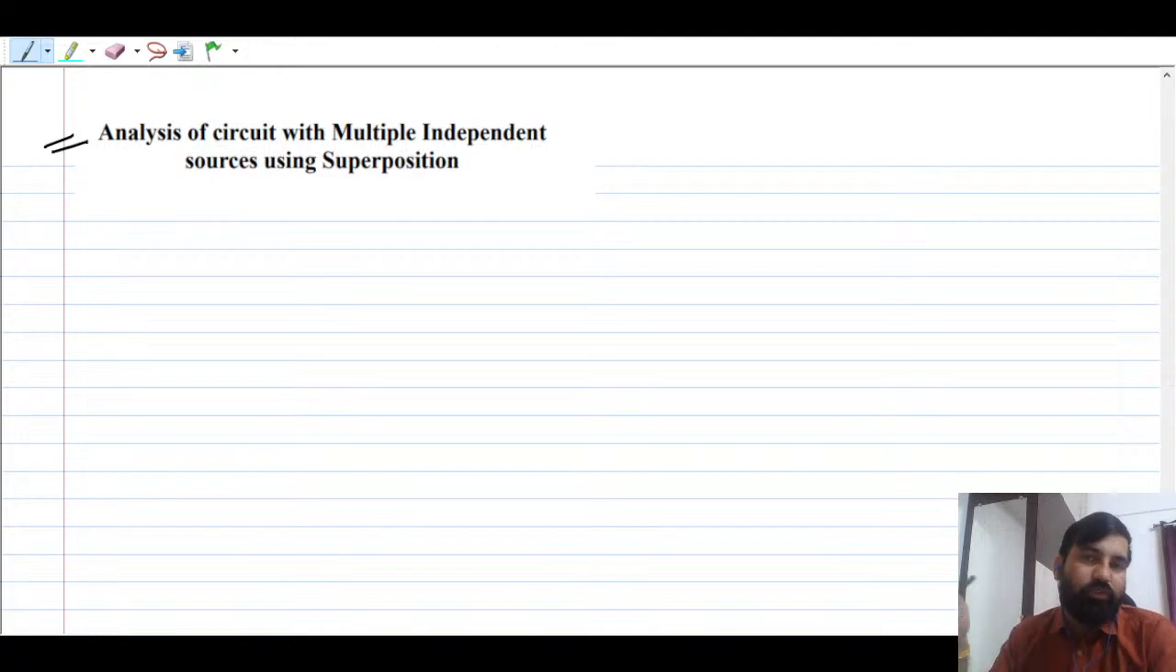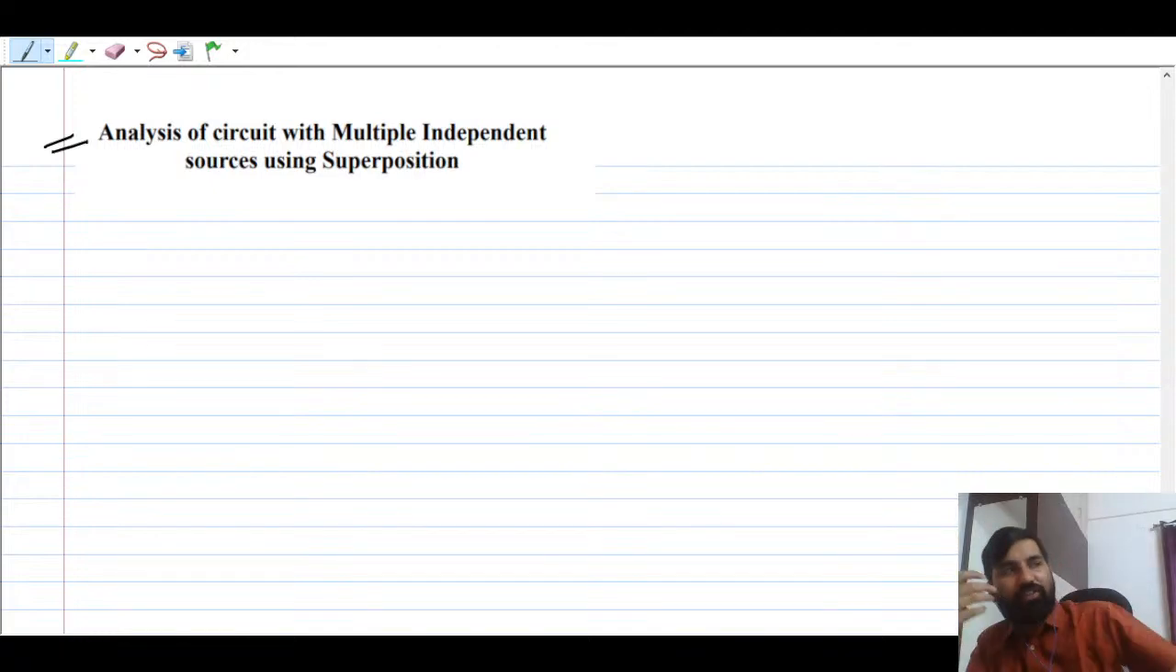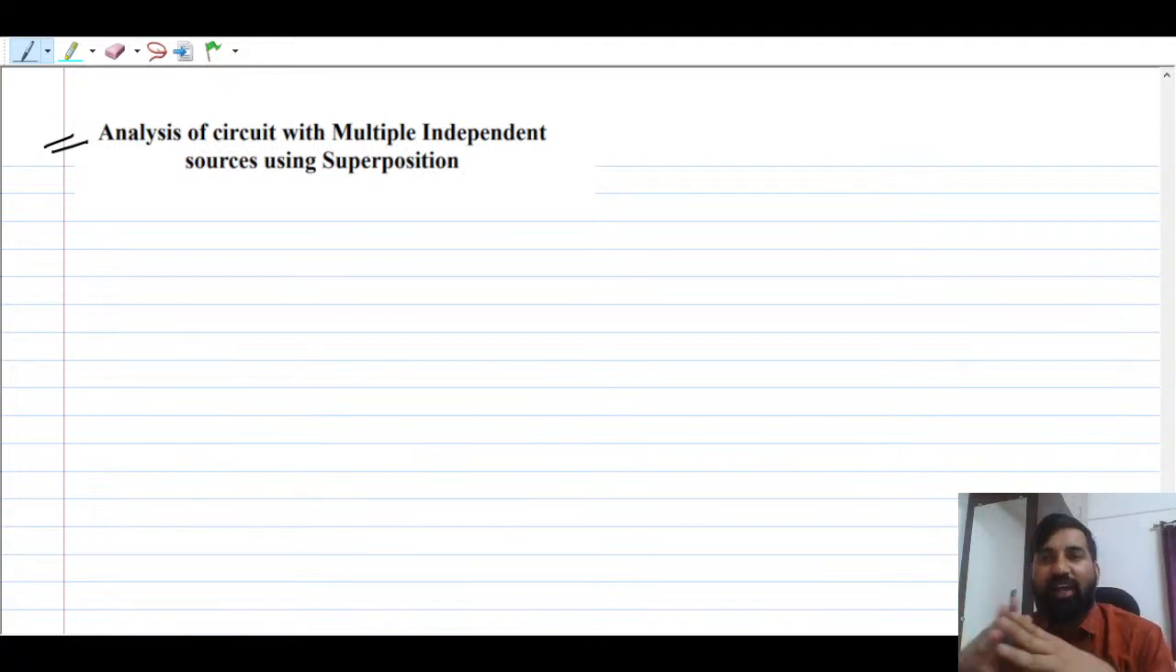deactivate all but one of the voltage or current sources, and then we find the response. Then we deactivate that one and again find the response. In that process, at the end of the day, we combine them: we superimpose, we add all the responses which you have calculated individually. So we use superposition to solve circuits with more than one independent source. That is very, very important to keep in mind.